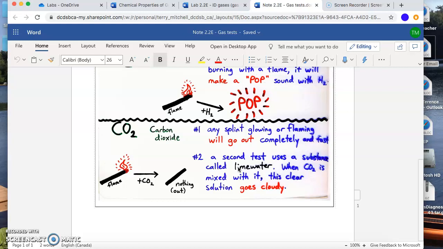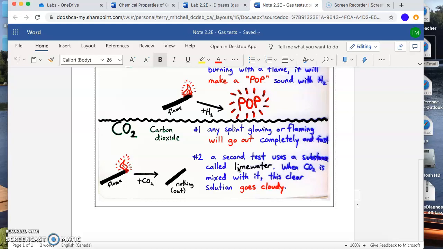When carbon dioxide is introduced into that water, the lime water will go cloudy. And normally I demonstrate this for you. I will link a video. It's not part of your official lab write-up, but I will link a video so you can see that this happens. Basically, baking soda and vinegar are mixed together, which creates carbon dioxide gas.